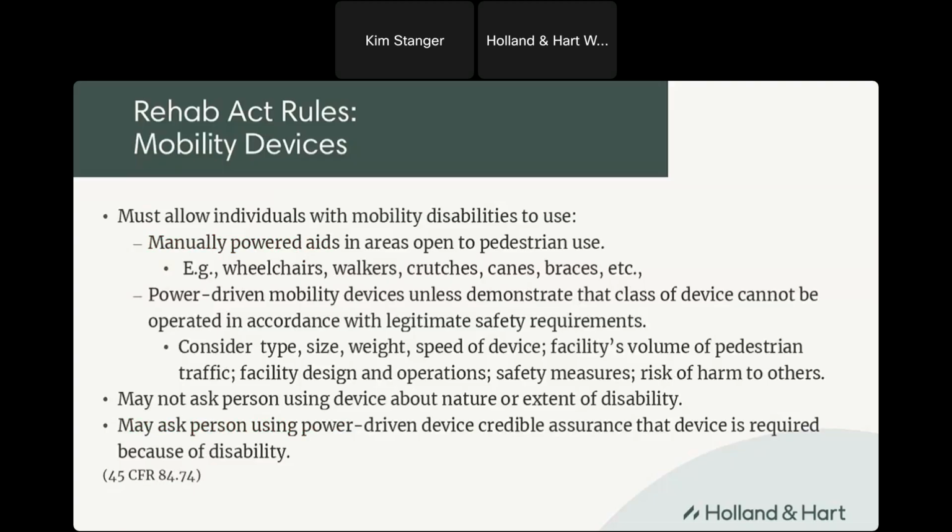In addition, you have to allow power-driven mobility devices unless you can demonstrate that the class of device cannot be operated in accordance with legitimate safety requirements, considering things like the type of equipment it is, the size, its weight, the speed of the device, so it's not running over people in the hallways, the facility's volume of pedestrian traffic, facility design and operation, safety measures, and so forth. When persons come in and want to use a mobility device, you generally may not ask the person about the nature or extent of their disability, but you can ask for confirmation that the device is required because of a disability.